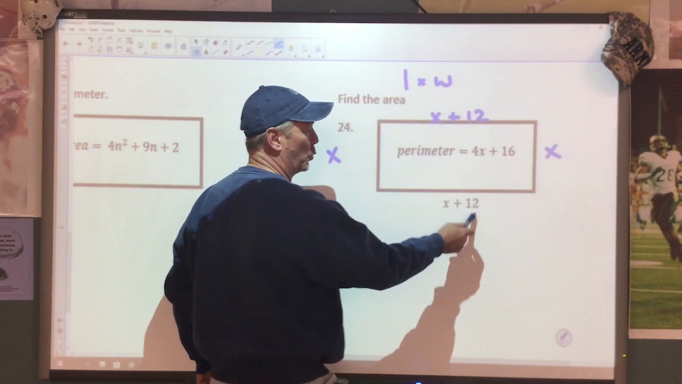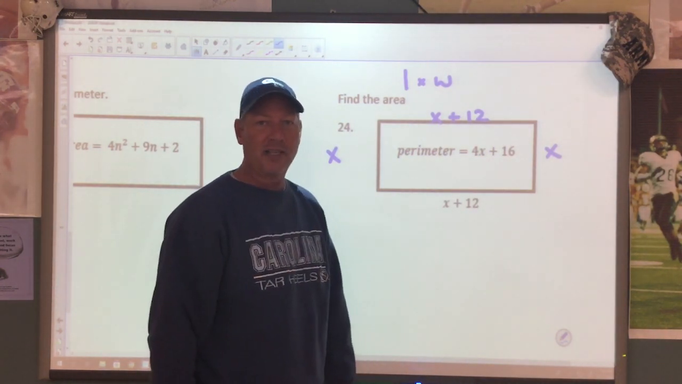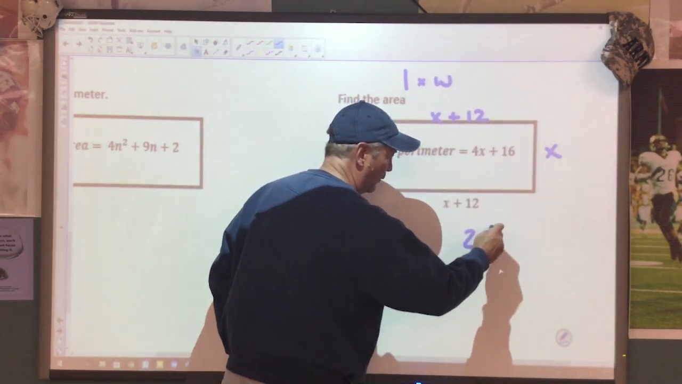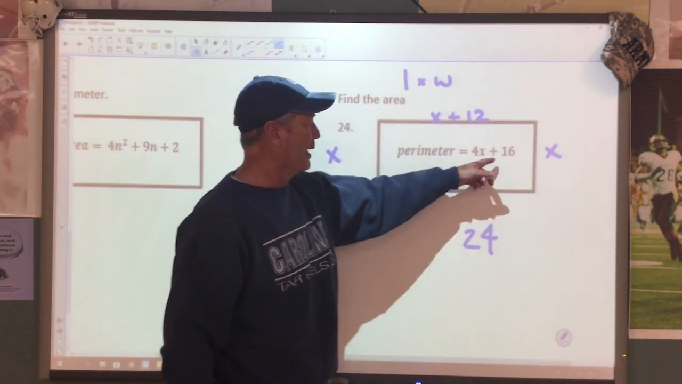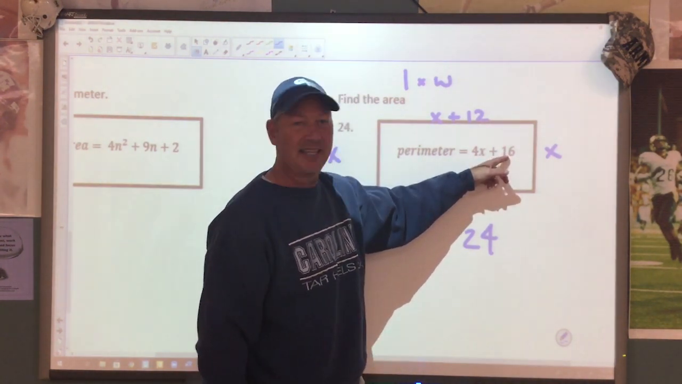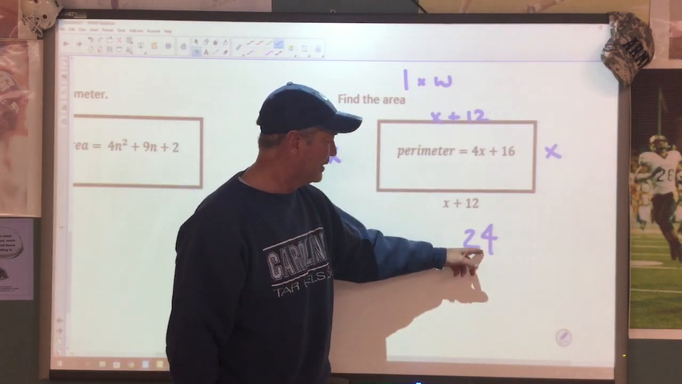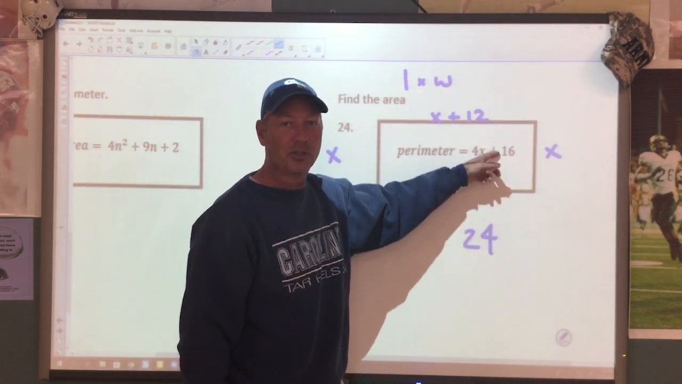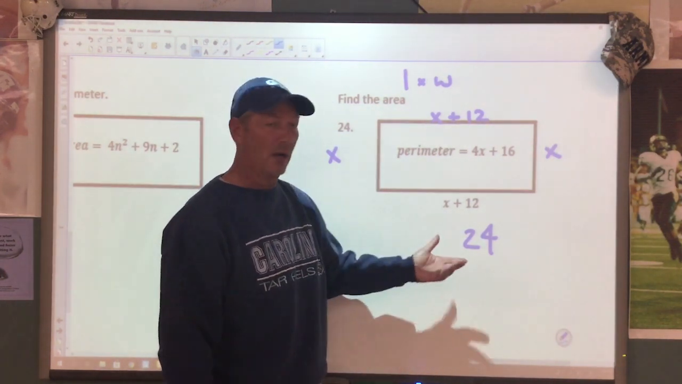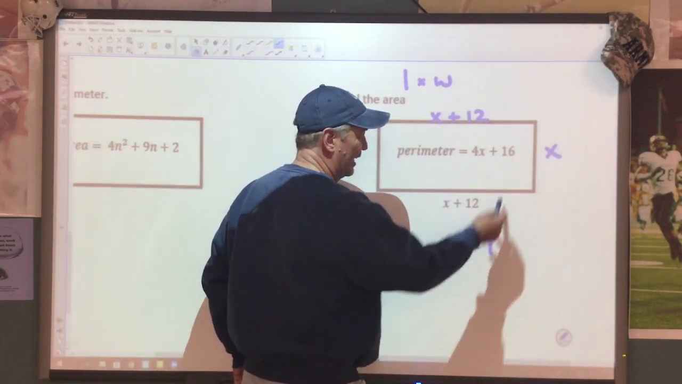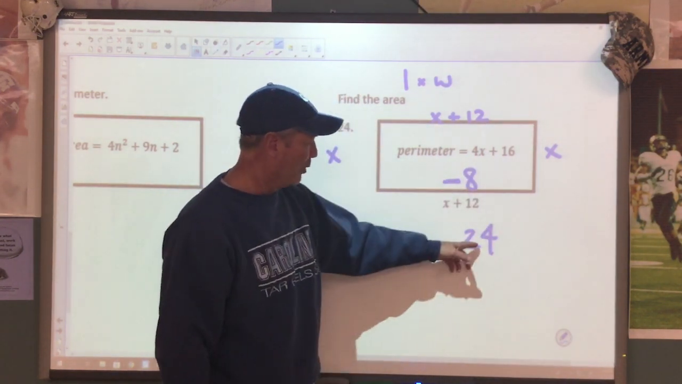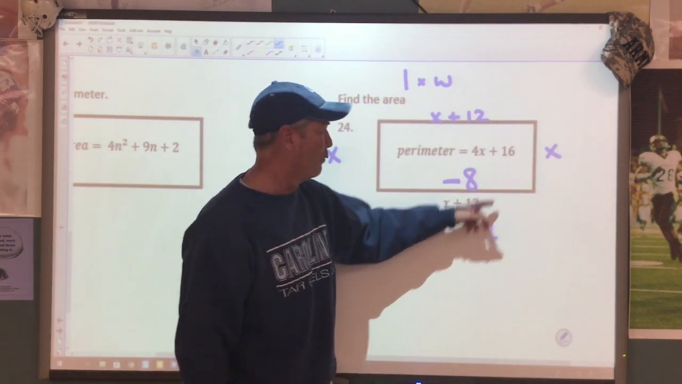But I have 12 plus 12. What is 12 plus 12? 12 plus 12 is 24. So I have a total of 24. But what do they want me to have in the middle? They want me to have a 16 in the middle. This is 8 too much. Uh-oh. What do I have to do? Well, I have to go to 16. I'm going to have to subtract 8 from my 24 to get to 16.